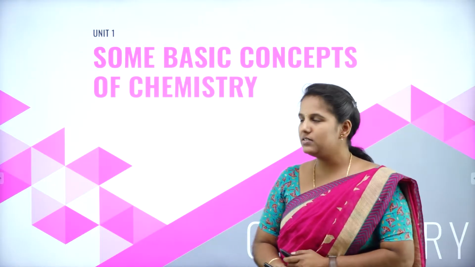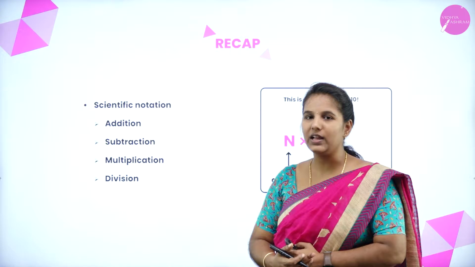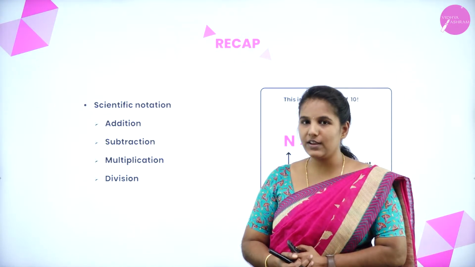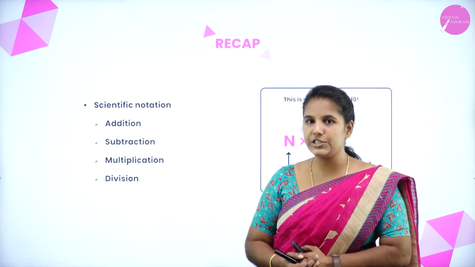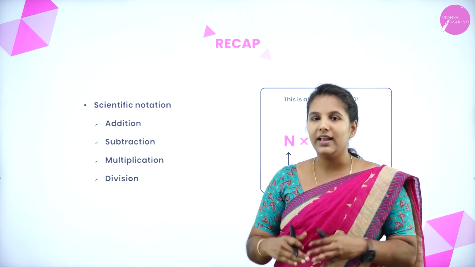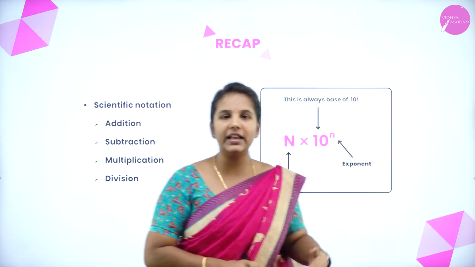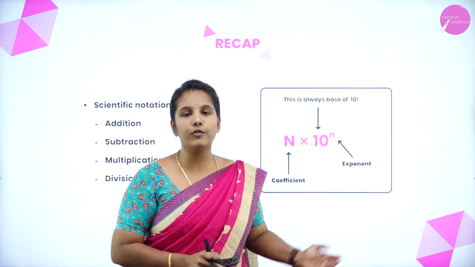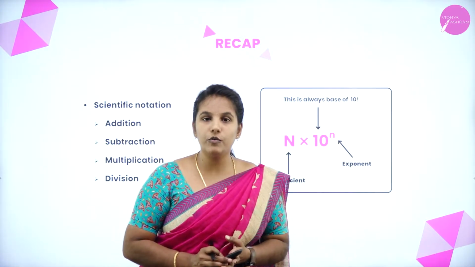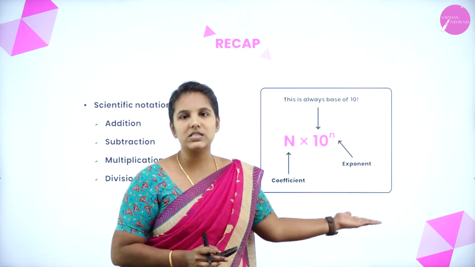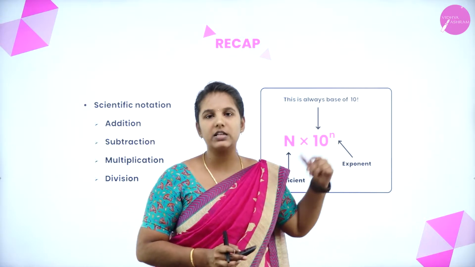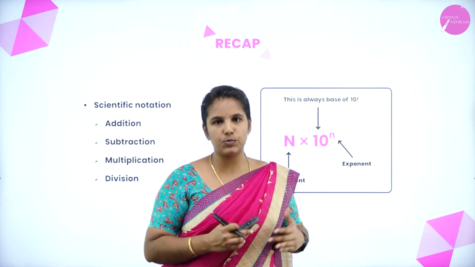My dear students, in our last session, we were discussing the unit called Some Basic Concepts of Chemistry. Under that, we have studied scientific notation. Can you recall it? What is scientific notation? It's very simple. In scientific notation, any number can be written in the form of N into 10 power n, where capital N is the quotient, whereas the small n is the exponent.